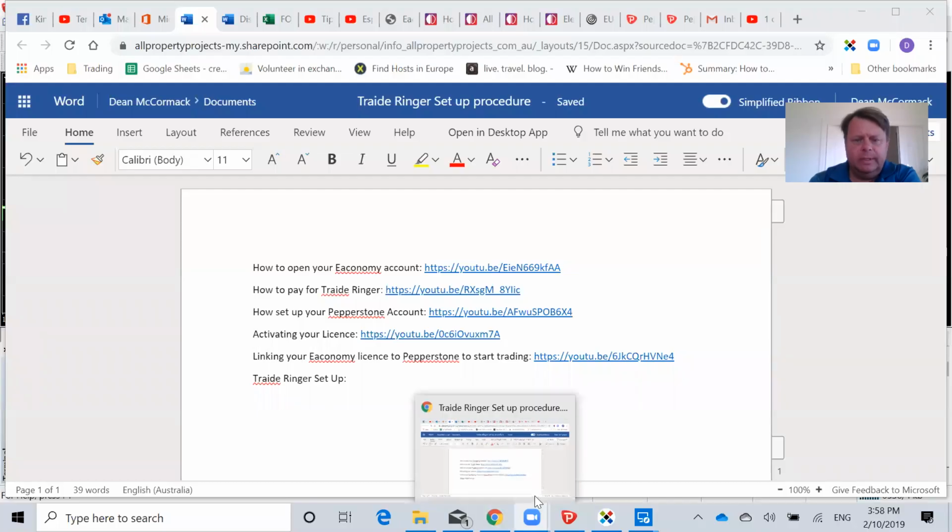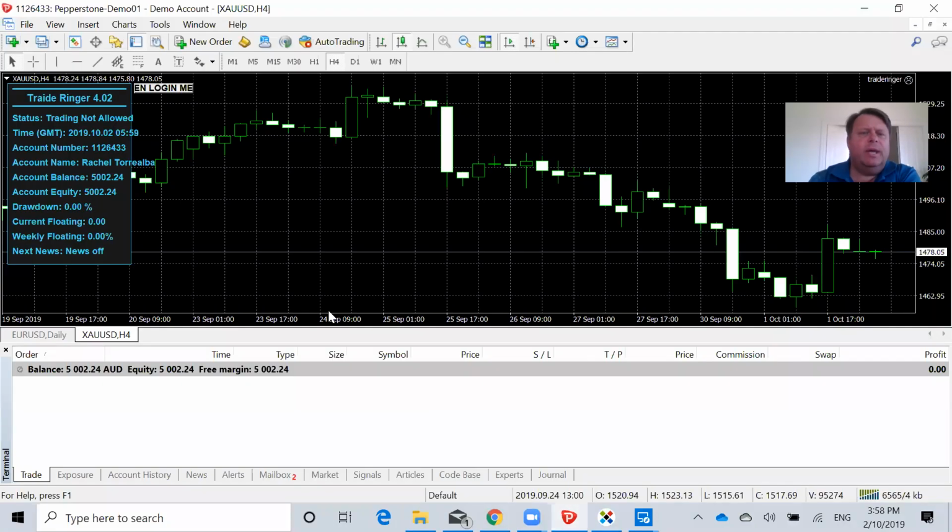So let's get over to the Trade Ringer and let's go through the settings. You need to be in your Pepperstone account, all right? When you log in with your economy account, you should come up and have Trade Ringer 4.02 listed, and it should be in blue. If it's in red, it means you've got some sort of error message that we need to work through. Potentially, it's the license number. Is it matched up correctly?